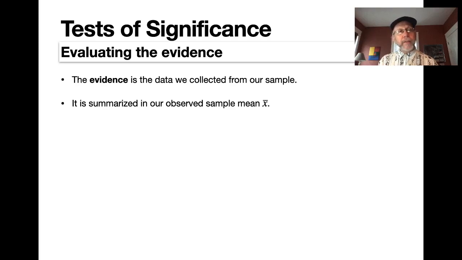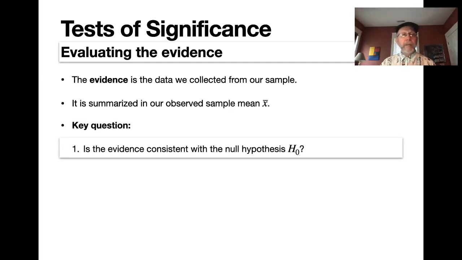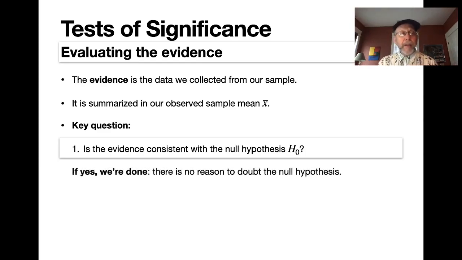Now, in using the data to evaluate those beliefs, we want to ask a couple of key questions. The first is: is the evidence, or the data, consistent with the null hypothesis H0? The idea would be that if the answer is yes, if our data is consistent with the null hypothesis, then essentially we're done. We can go home. There's really no reason to doubt that the null hypothesis is true if the data are consistent with it.